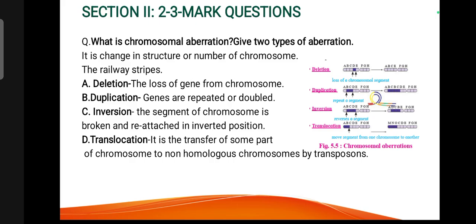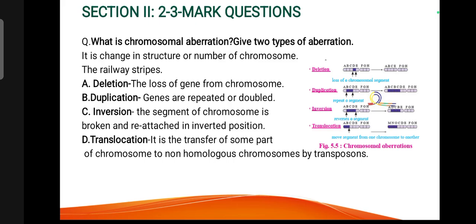What is chromosomal aberration? Give 2 types of aberration. Sometimes they give a diagram and ask you to identify and label it. So what is chromosomal aberration? It is a change in structure or number of chromosomes. There are different types: deletion, duplication, inversion and translocation.